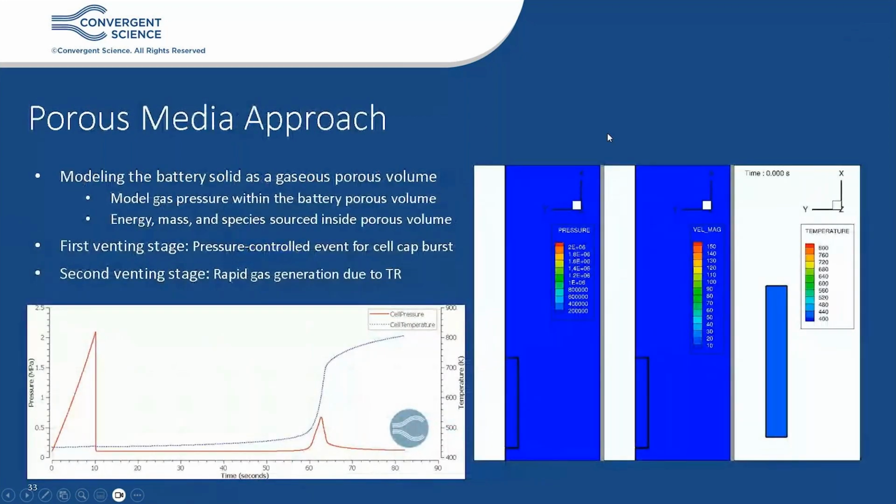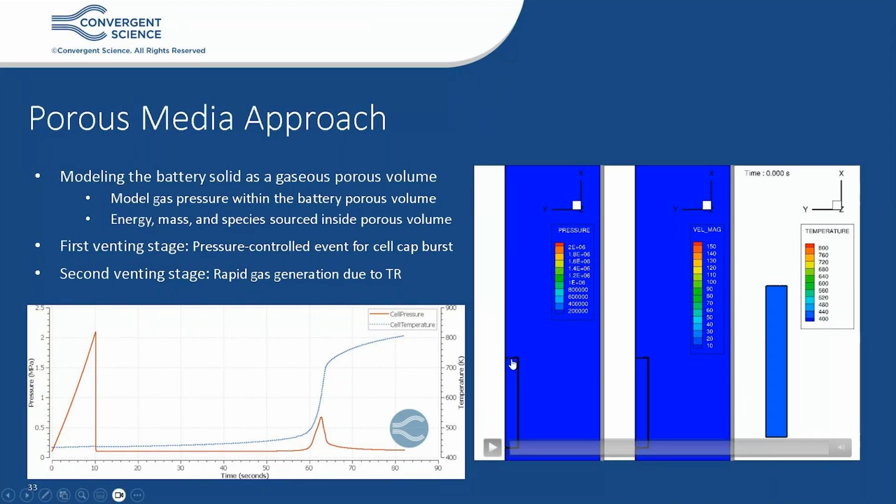A more accurate way to model the venting behavior within batteries is using the porous media approach, where the battery is modeled as a porous gas volume. We source the vent gas species, but also the thermal runaway energy inside this porous gas volume. And we model the temperature, pressure, and flow across this porous volume. So using this approach, you can capture better physics.